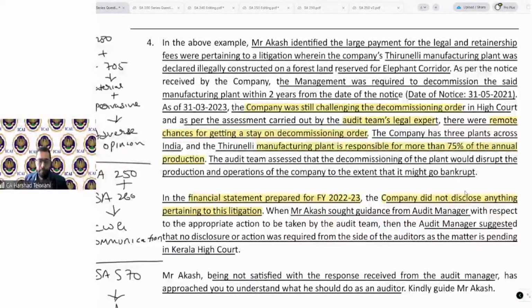Any doubt, guys? It should not be included in the EOM paragraph. It should not be, because it's a reason for the modification, or rather an adverse opinion. It is required to be reported in the going concern paragraph plus the basis for adverse opinion.